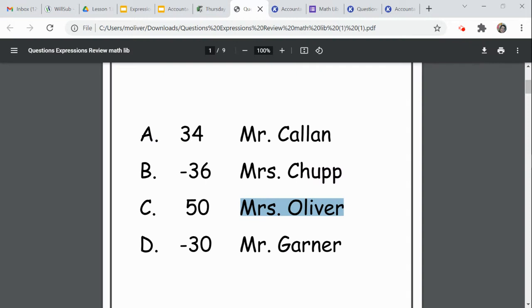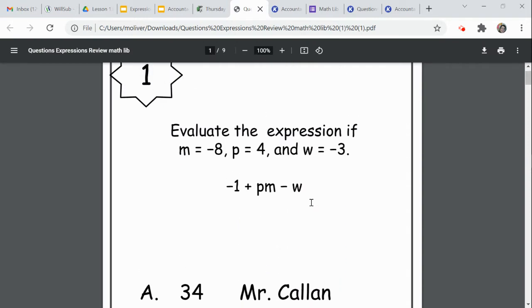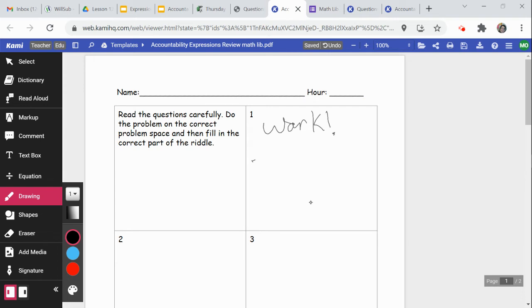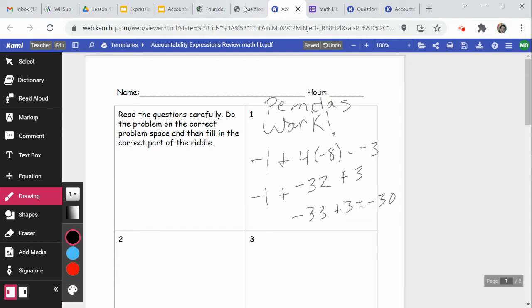So let's see, what was it again? -1 plus, and we said 4 times -8 minus -3. So order of operations again, remember PEMDAS. So I really have -1 plus -32 plus 3. Well, this makes -33 plus 3. Different sign subtract. So I'm going to have a -30. So what is -30?